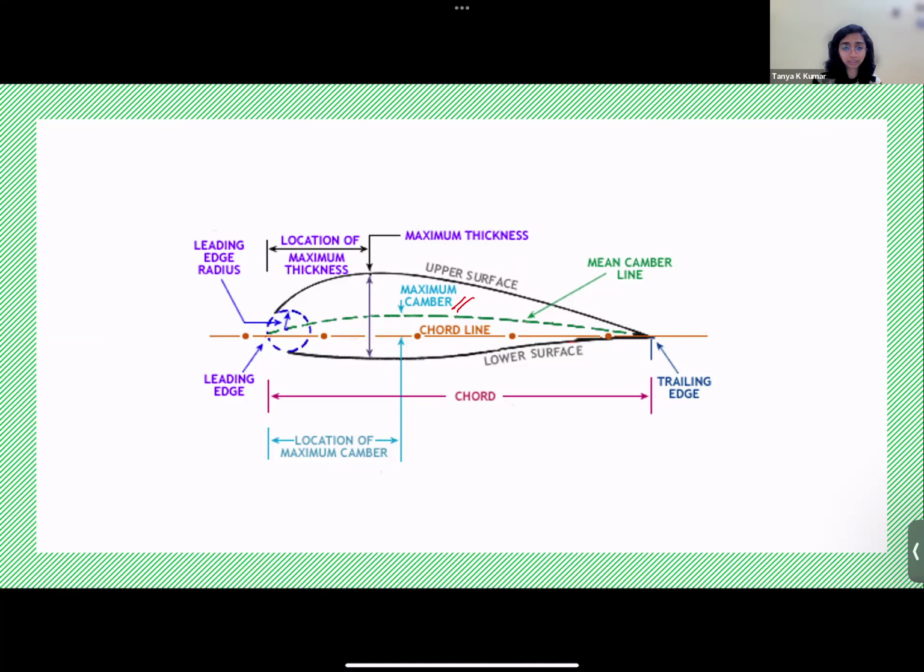Then what else is given here that we have not discussed? Yeah, leading edge radius. So the leading edge is in the form of the arc of a circle. So the radius of that is another geometric parameter that is used to define airfoils.